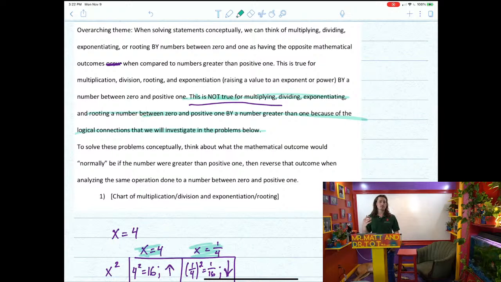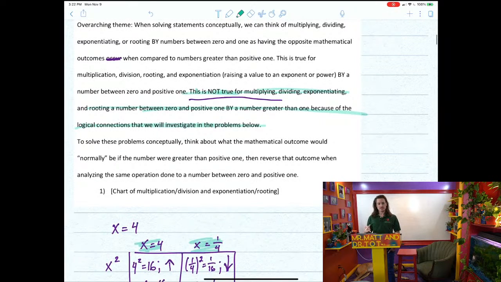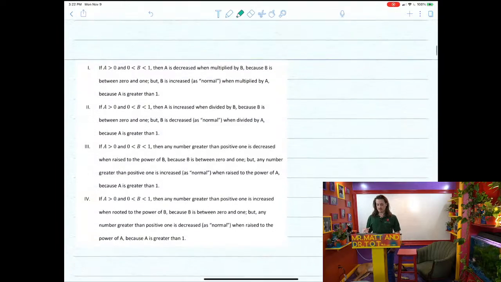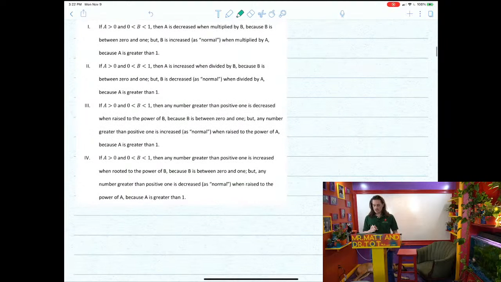If you're multiplying or dividing by a number between 0 and 1, then the opposite of what you would normally expect is going to occur. So you can think to yourself, what would I normally expect, and then flip that logic around to understand whether the overall result is an increase or a decrease. That saves a lot of time in most situations. If there are any questions about that, please let me know. I hope that wasn't too confusing. I just wanted to make sure I got that right.